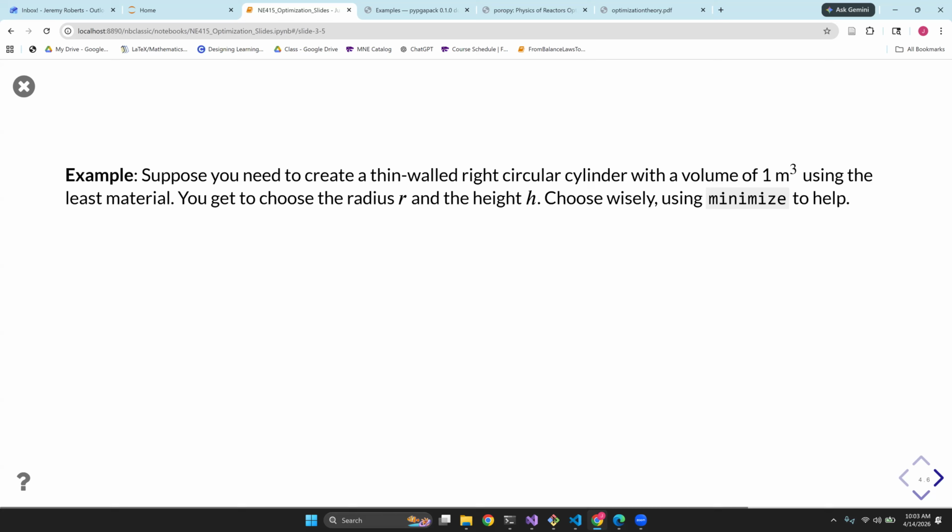Okay. So our objective function is the surface area. So what is the surface area of this right circular cylinder? We can assume it has a top and bottom, right? So let's do the top and bottom. Those are circles. We all like circles. Pi r squared times 2 for the two areas, right?